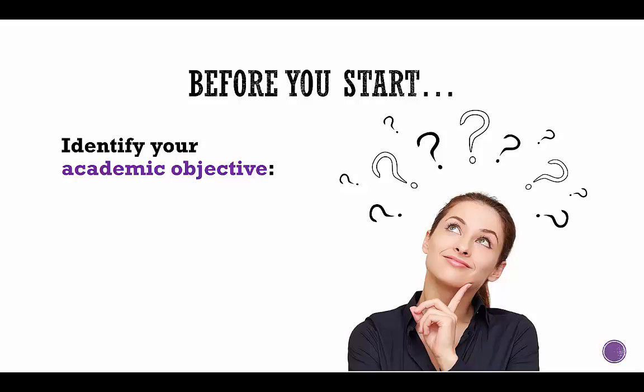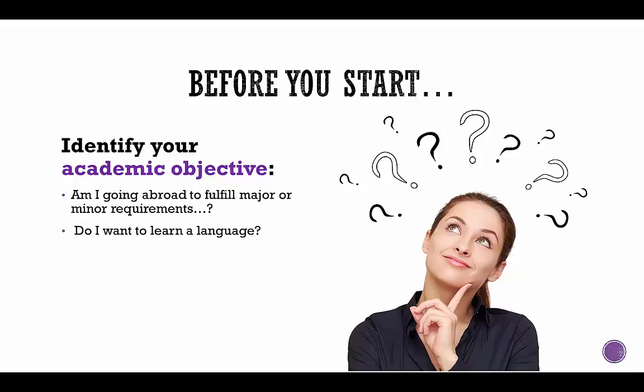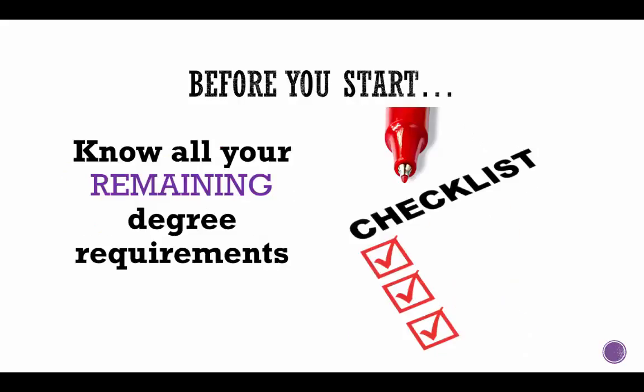For example, are you going to go abroad to fulfill your major or minor requirements? What about learning a language? Or taking courses to satisfy GE requirements? In order to identify an academic objective, you need to make sure you know all your remaining degree requirements. In other words, each and every class you need to take in order to graduate.